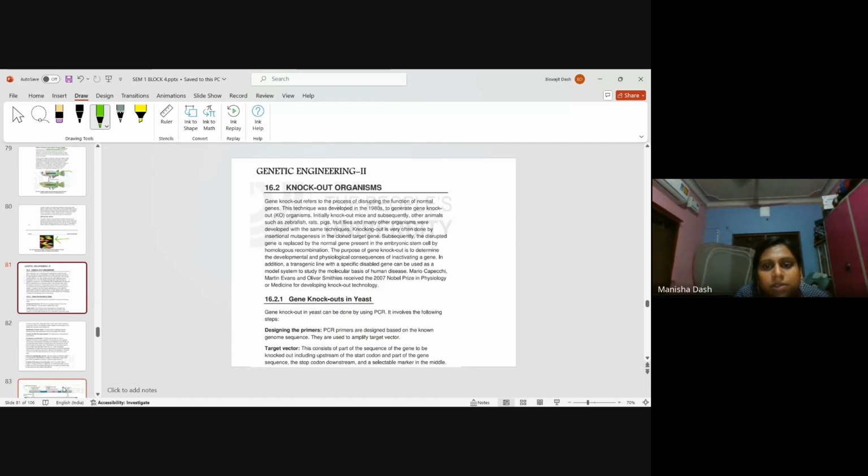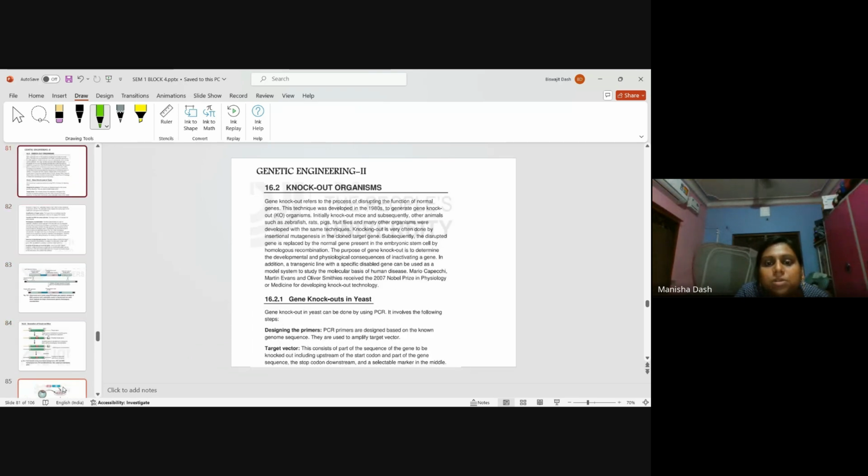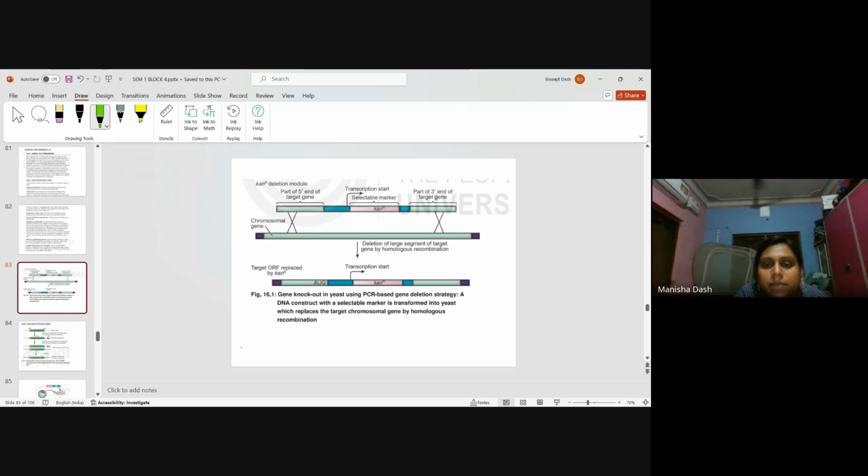Then next comes genetic engineering tools. Here we will be seeing how we can alter genetic expression. We can have different types of genetic modifications, like gene knockout, gene knockdown, and gene knock in. Knockout means removing a particular gene. There are various methods by which you can delete a particular gene from the target sequence.